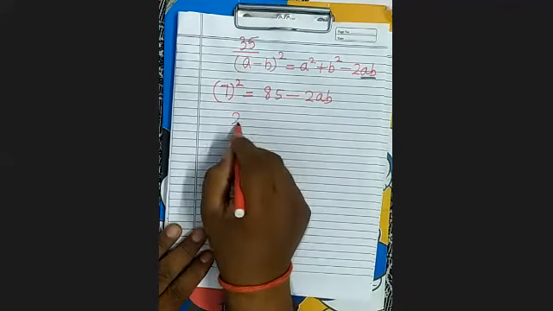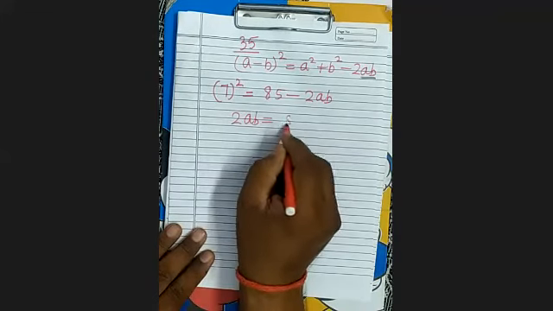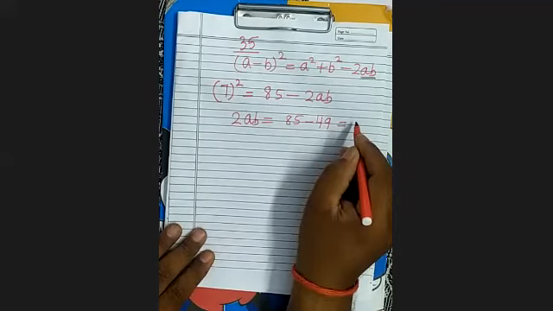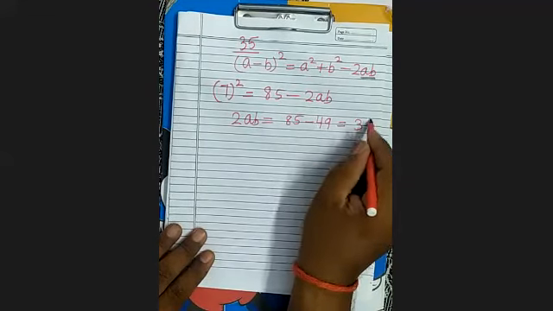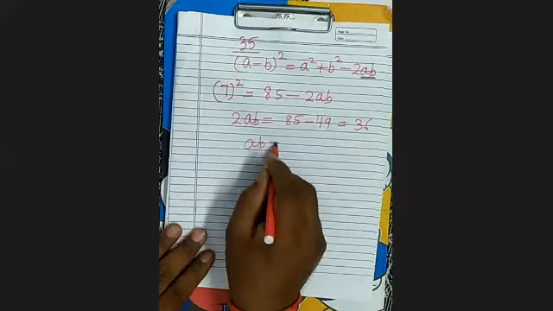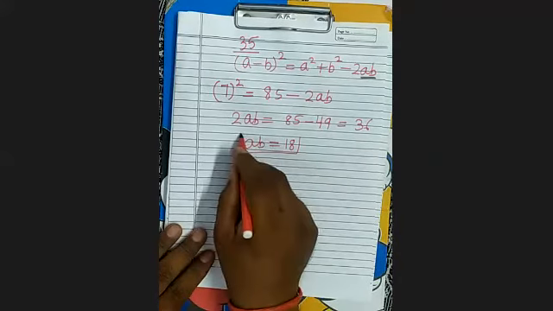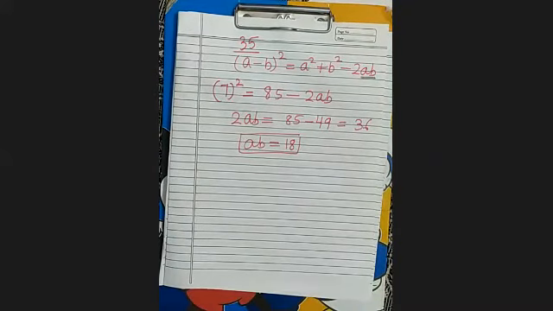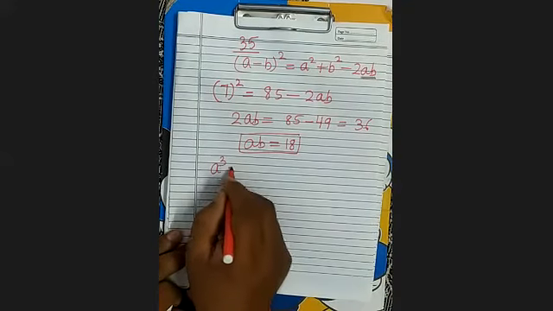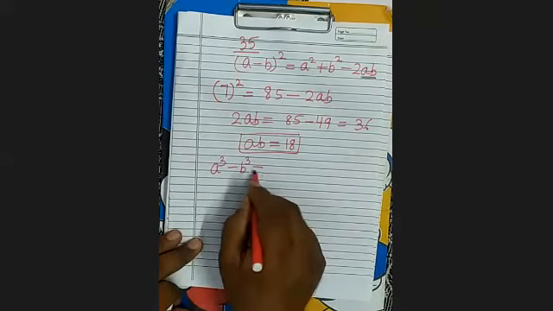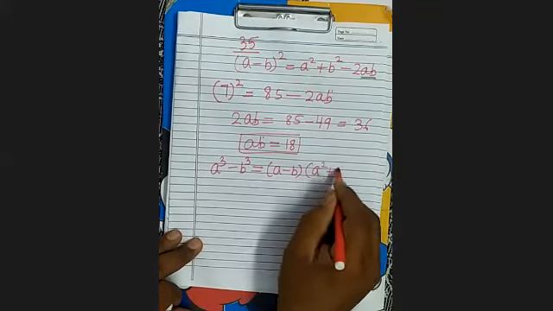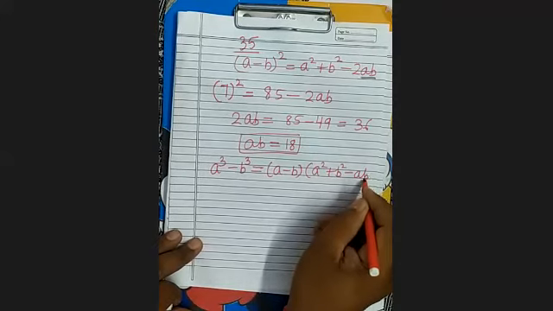So 2AB you bring to this side. 85 minus 49 equals 36. So 2AB equals 36, AB equals 18. Now you have to find A cube minus B cube. So what is the formula? You know, A minus B in one bracket, and in the other bracket A square plus B square plus AB.